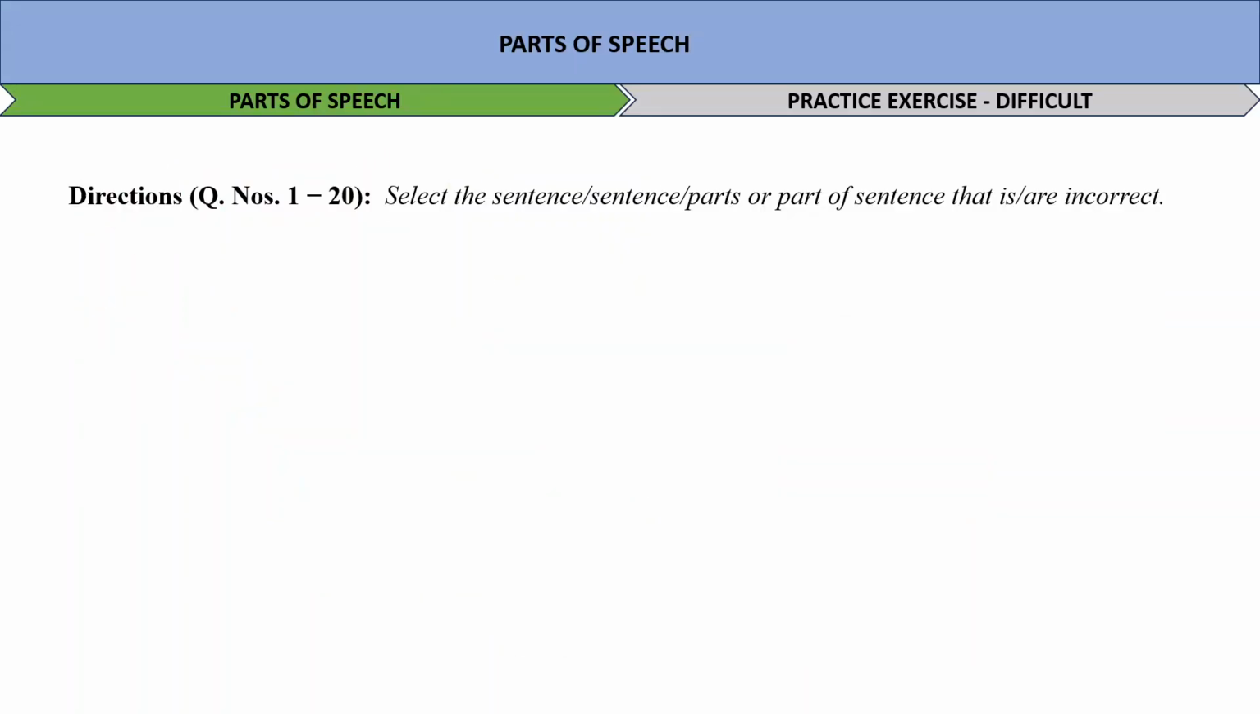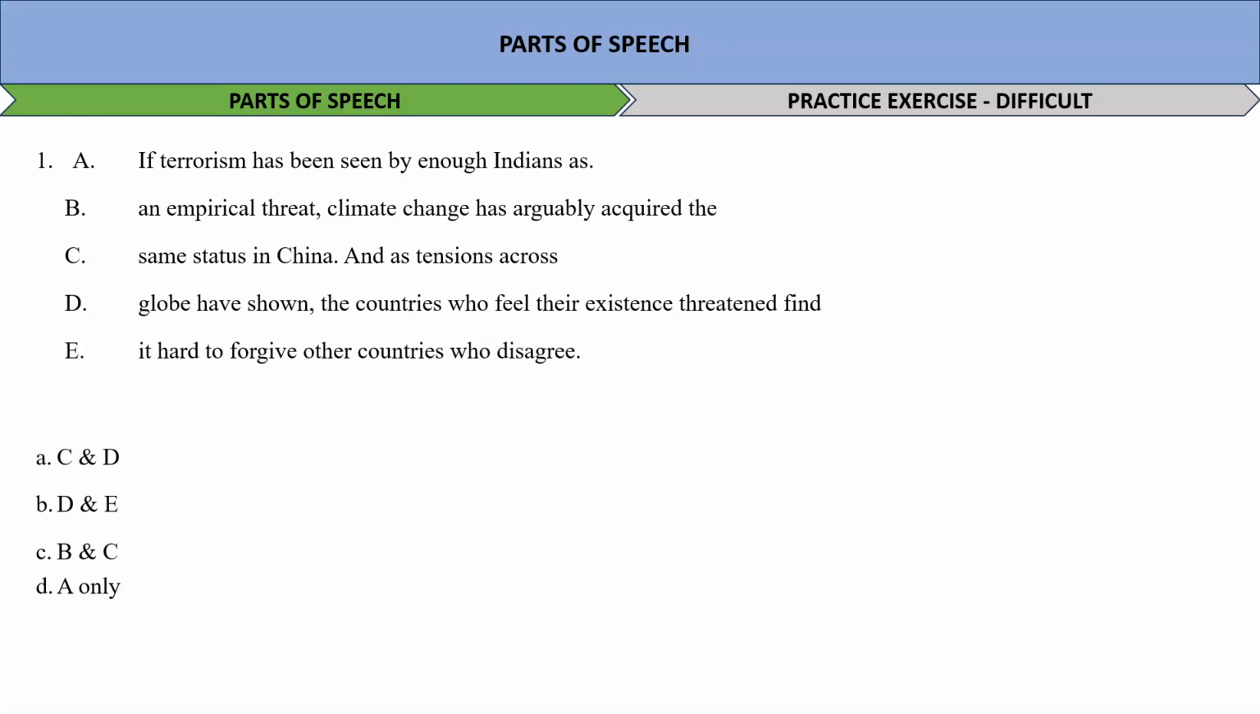The instruction here says, question number 1 to 20, select the sentence or parts of sentence that is or are correct. There are multiple questions, and we have to select which part has an error. So let's get started and discuss what questions these are and how to cater to them. We need to understand the strategy, and also discuss the questions given over here. The first question is question number 1, and it is divided in 5 parts.